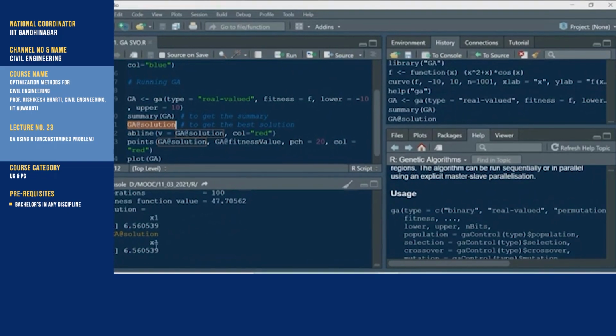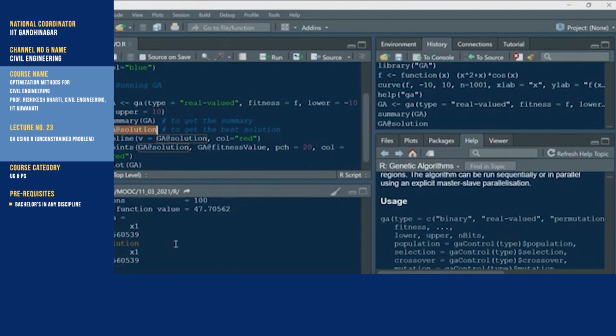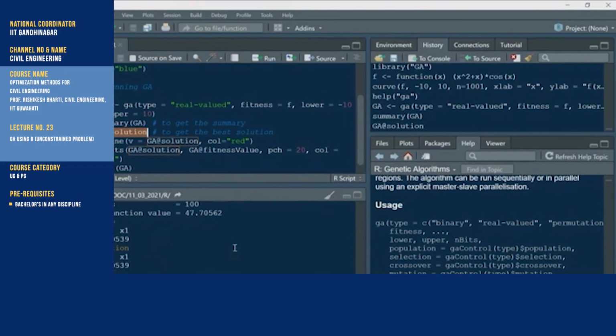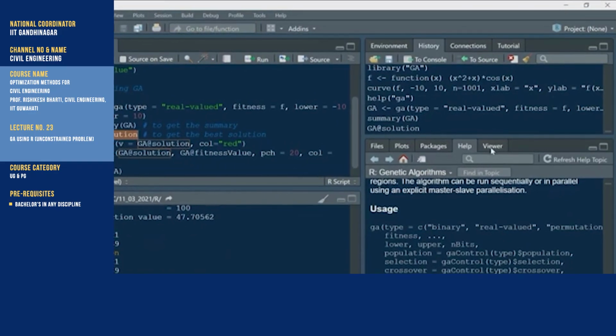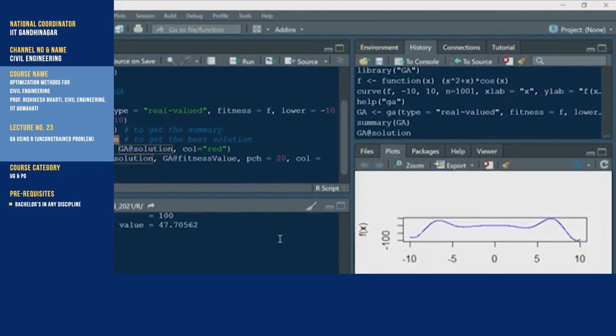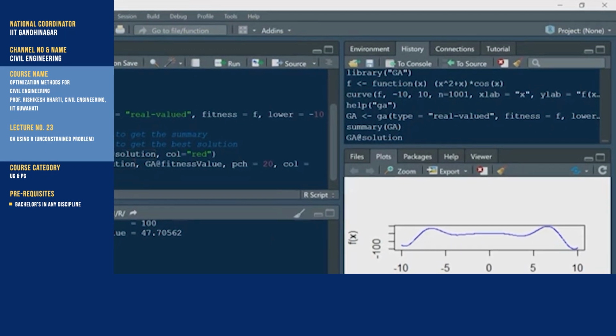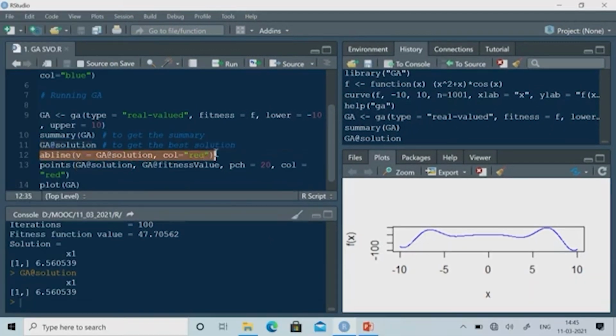So, this is the solution, that x1 equals 6.560539. Now I can write abline. abline is a function that will draw a line on the available plot. So, I can write this.